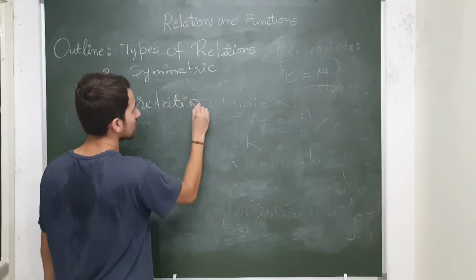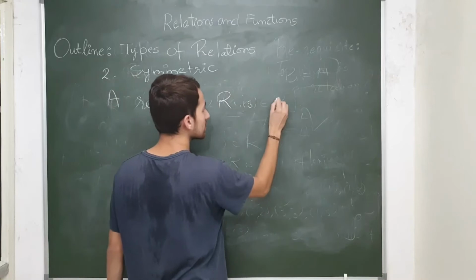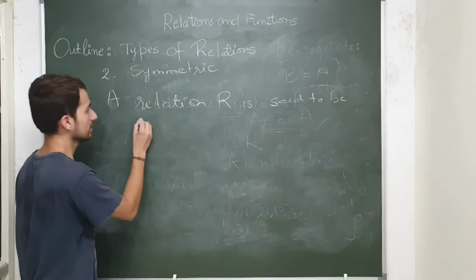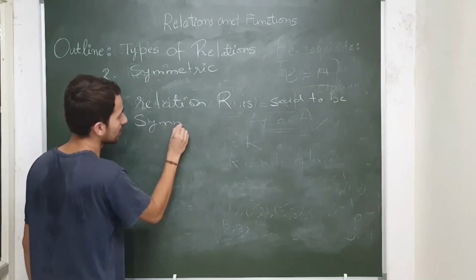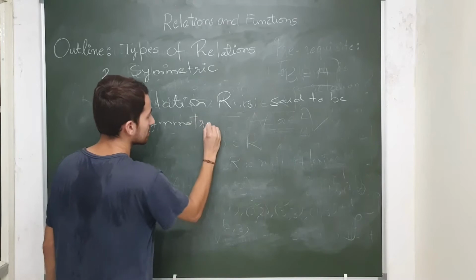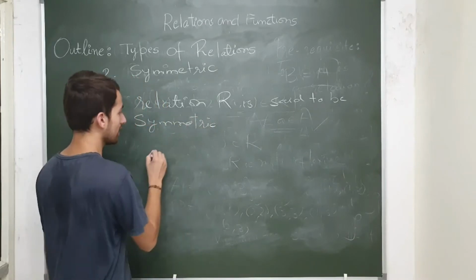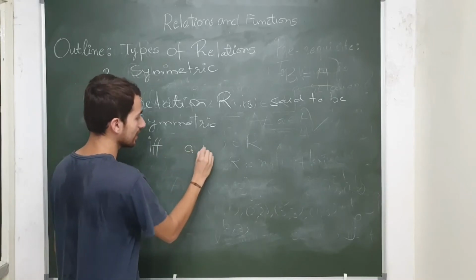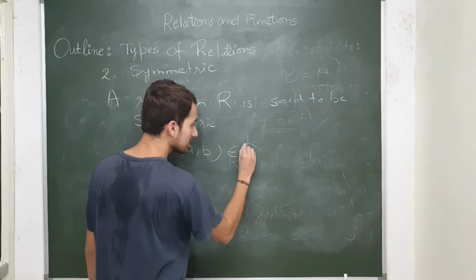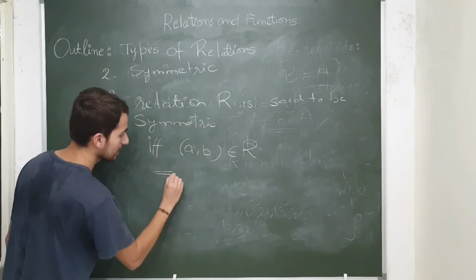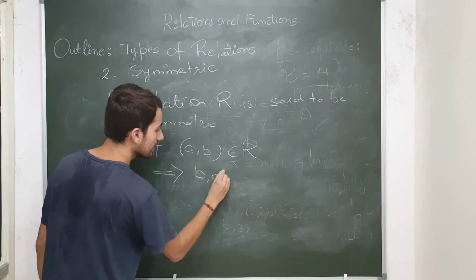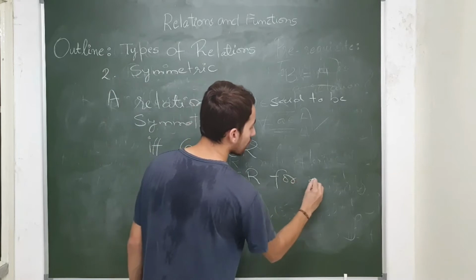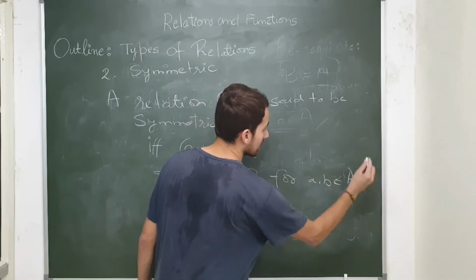A relation R is said to be symmetric if and only if whenever this element (A, B) belongs to this relation, this should imply that (B, A) should also belong to R, for my (A, B) coming from this set capital A.